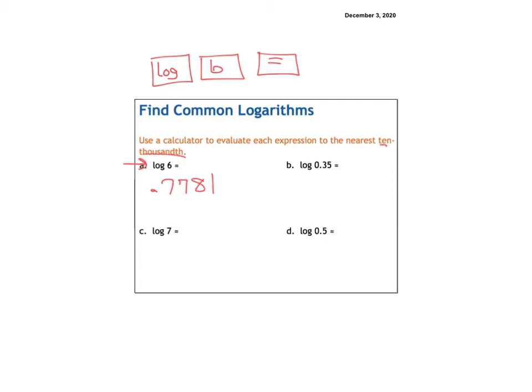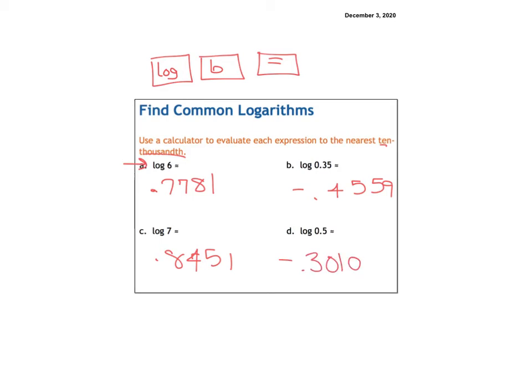All right, we're going to go through and do the same thing. I'm going to do part B, so I'm going to just type log and then 0.35. So that will give me negative 0.4559. Next is log 7, and that's 0.8451. And then log 0.5 is going to give me negative 0.3010.